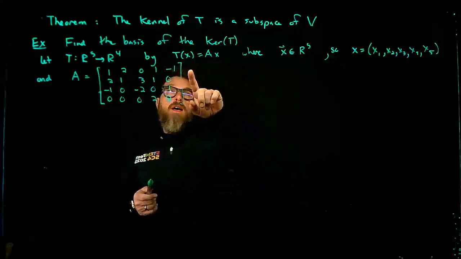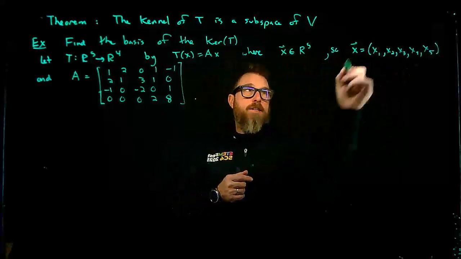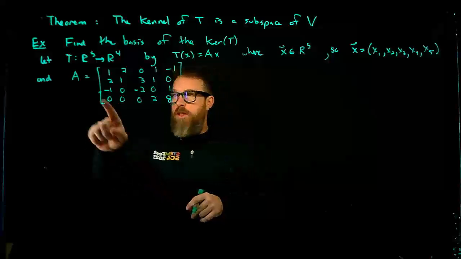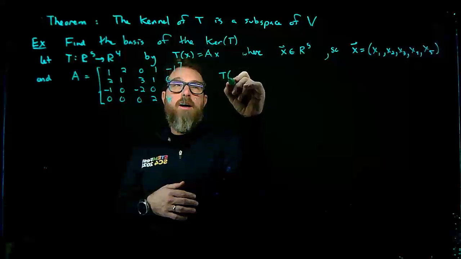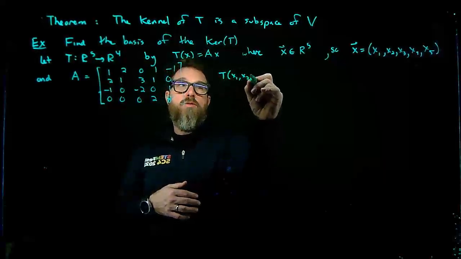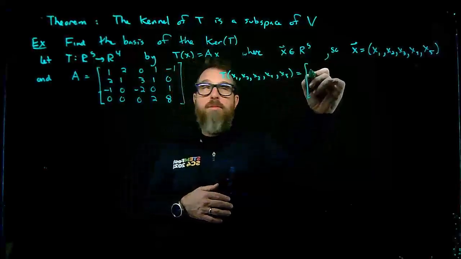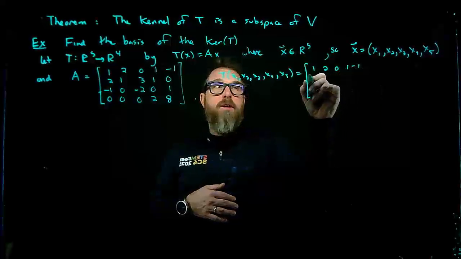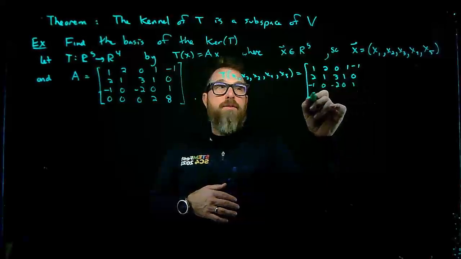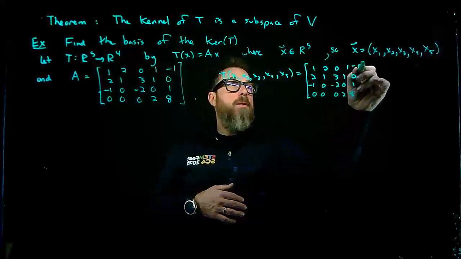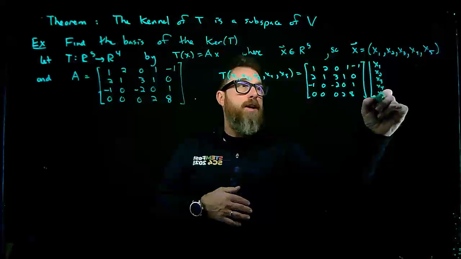So x is an element in R5, so we're going to write this vector x as x1, x2 all the way up to x5. So this is going to be our matrix multiplication. So really what we have here is T of x, where x is (x1, x2, x3, x4, x5), is going to be equal to this matrix multiplication: 1, 2, 0, 1, negative 1, 2, 1, 3, 1, 0, negative 1, 0, minus 2, 0, 1, and then finally 0, 0, 0, 2, 8, multiplied by x1, x2, x3, x4, x5.